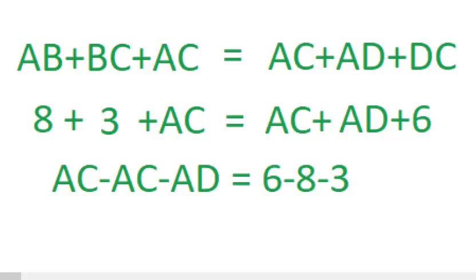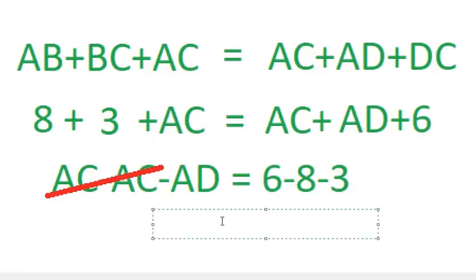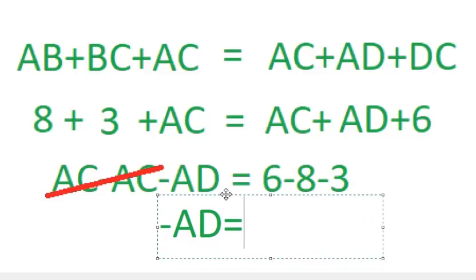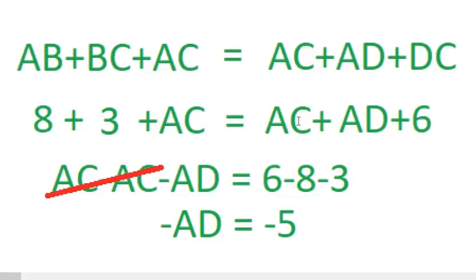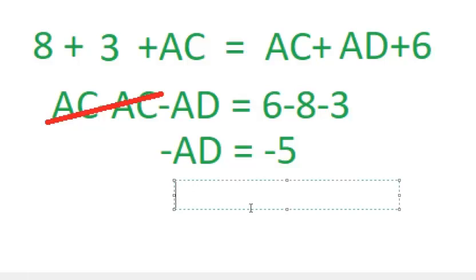Okay, not sure if you noticed, but AC minus AC is basically subtracting the same thing, so they cancel, right? AC minus AC is goodbye. So what I will have next is minus AD equals 6 minus 8 is negative 2, and negative 2 minus 3, that's negative 5.